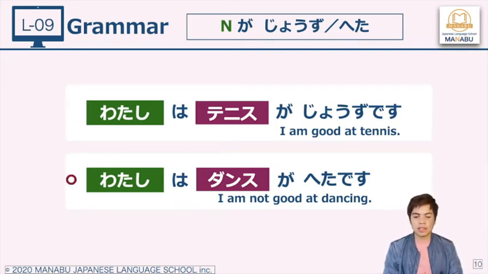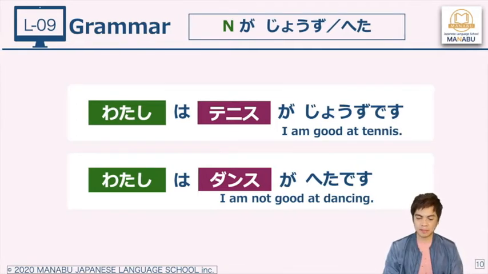Next, watashi wa dansu ga heta desu. We attach the particle ga to the word dansu, then heta desu means I am not good at dancing. I am poor at dancing. Then you can also replace watashi wa with the name of other person. For example, Ban-san wa dansu ga jouzu desu. Mr. Ban is good at dancing.